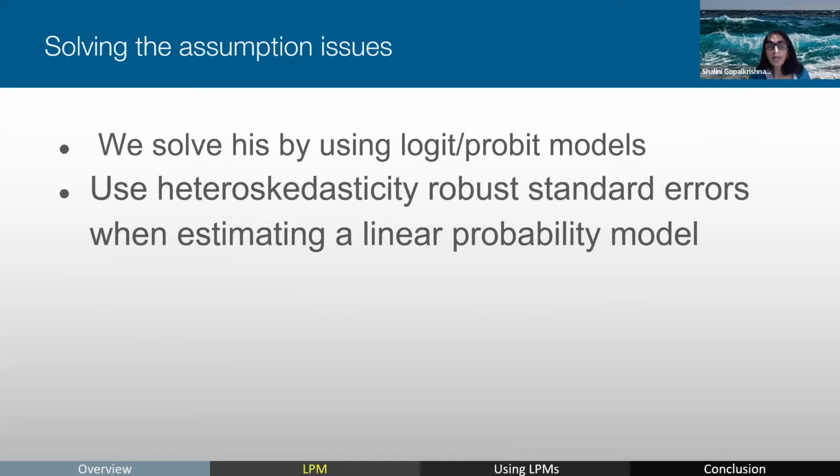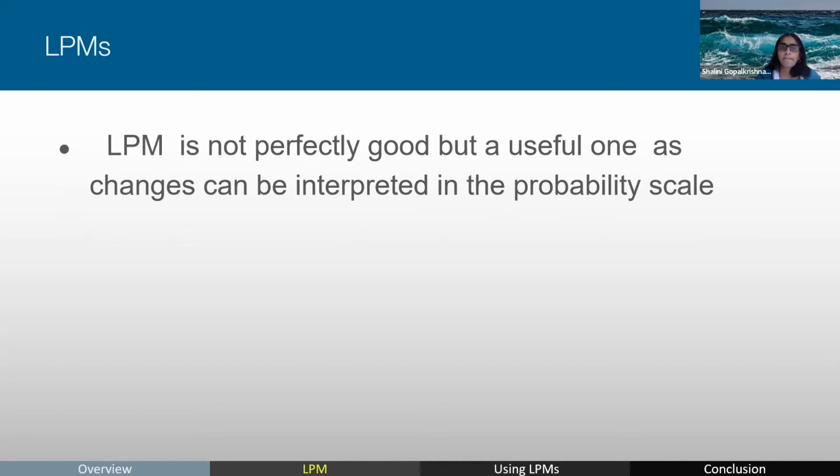So how do we solve these assumption issues? We solve it by using logit or probit models, and we also use heteroscedasticity robust standard errors instead of the normal standard errors that we use. So logit and probit models are the ones used to solve these problems. We'll first talk about LPMs, and then we'll talk about logit and probit models.